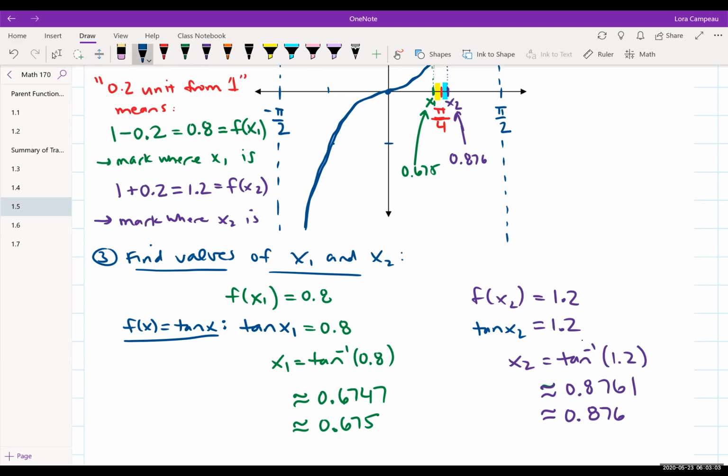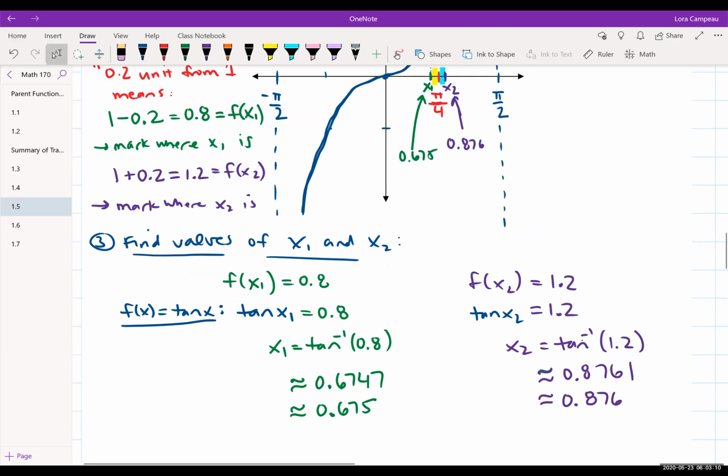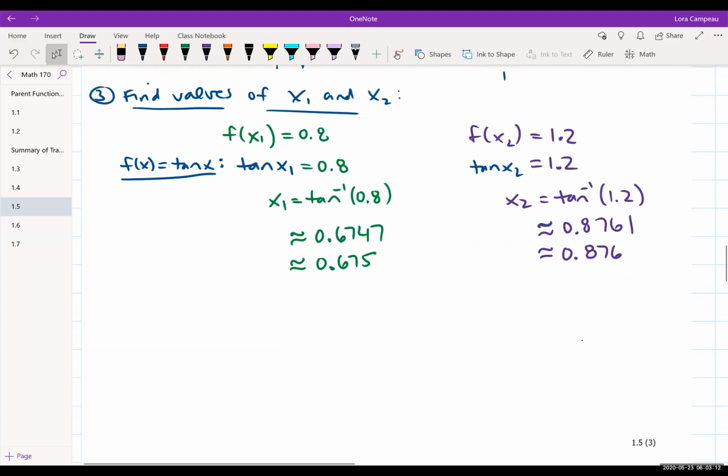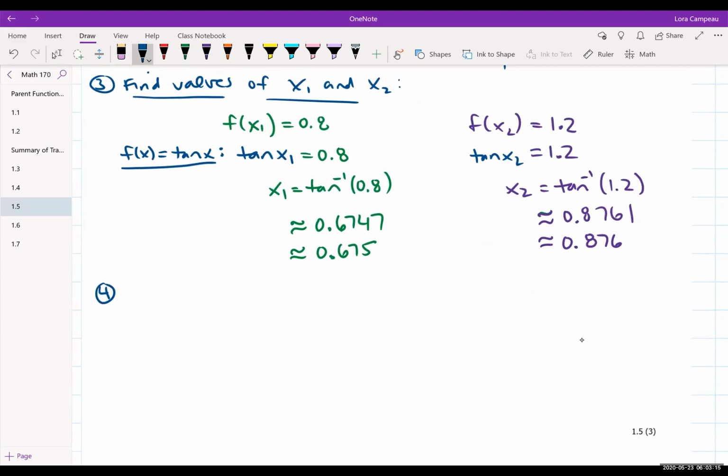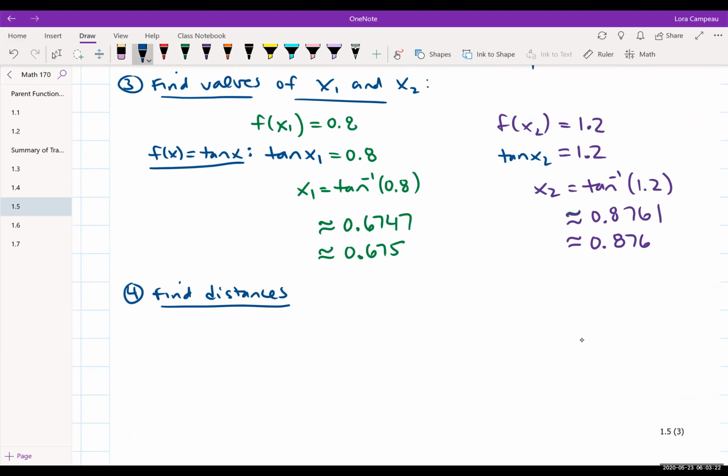So the very last part is to figure out, we want to find those distances. How far is that yellow distance? How far is that teal distance? So that's the last step on this sort of problem. So we're going to find the distances. And if we find the distances, speaking in English again, one more time, how far is x1 from pi over 4? Pi over 4.